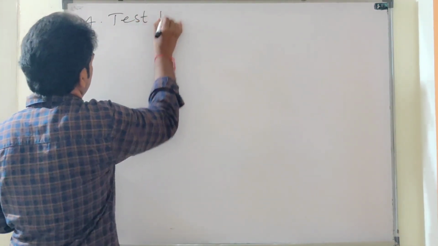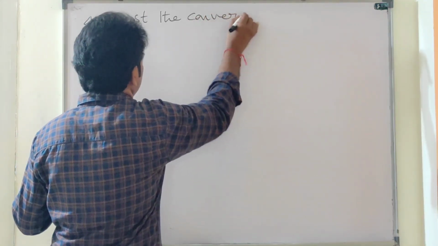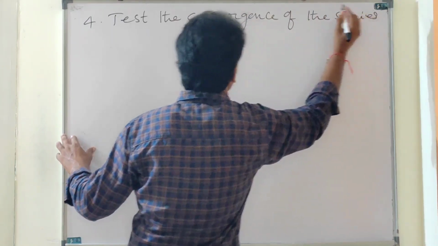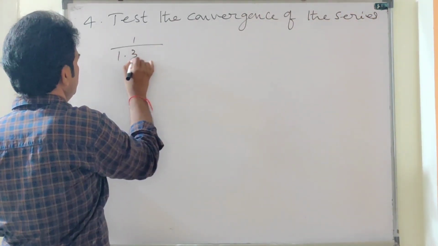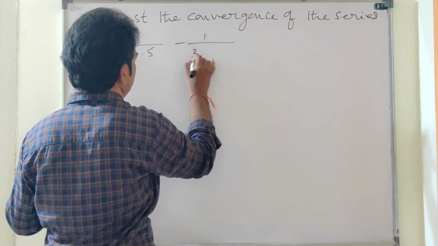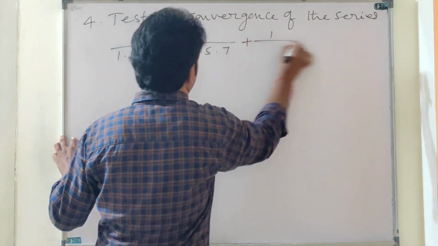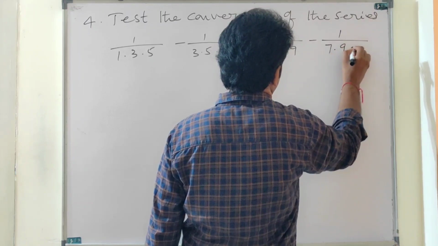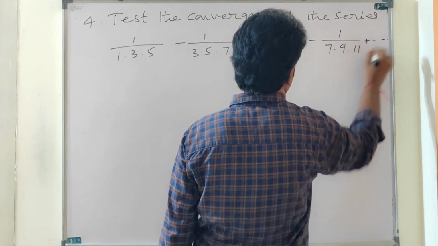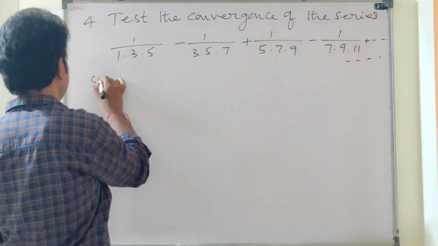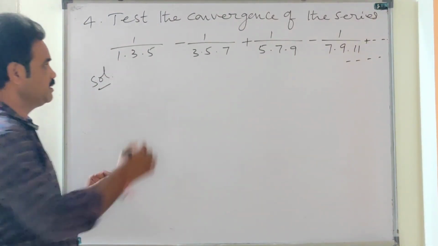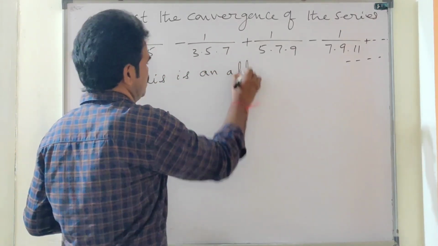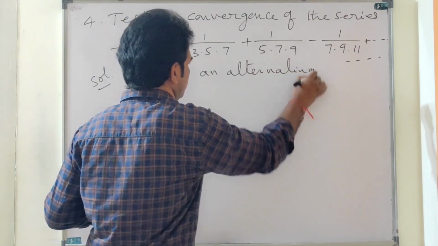Test the convergence of the series 1 by 1 into 3 into 5 minus 1 by 3 into 5 into 7 plus 1 by 5 into 7 into 9 minus 1 by 7 into 9 into 11 plus and so on. Okay, this is an alternating series since the terms are alternatively positive and negative.